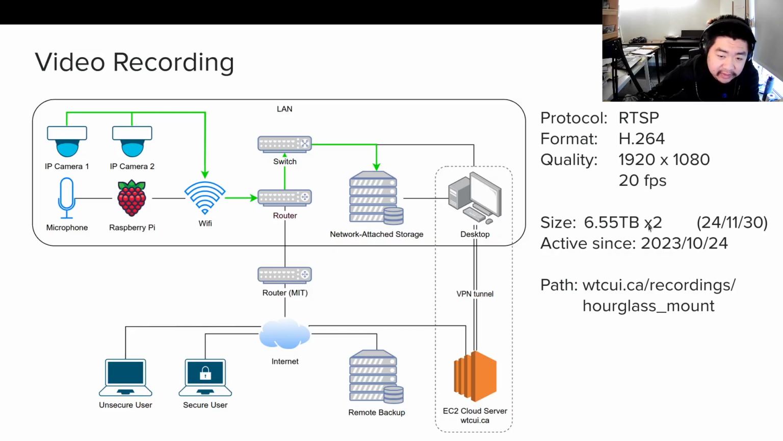The size of this is, so this is on RAID 1, so the size is doubled, but the unique data takes a little less than 7 terabytes as of today or yesterday. You can access all this through this link. Then you can go to slash hourglass1 or hourglass2, and that'll take you to these individual camera recordings.